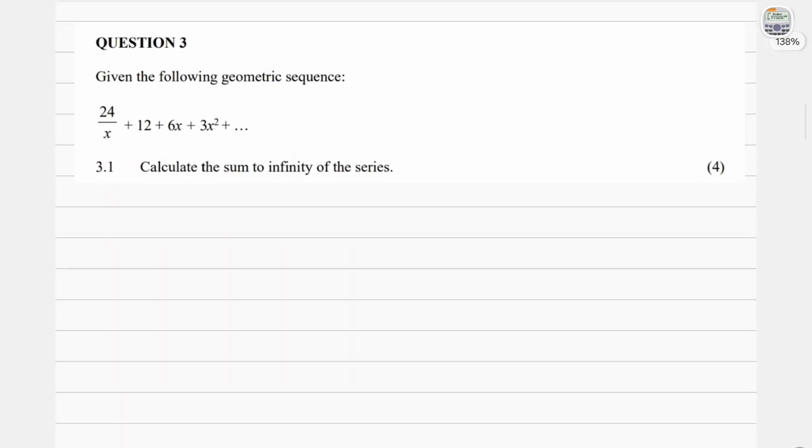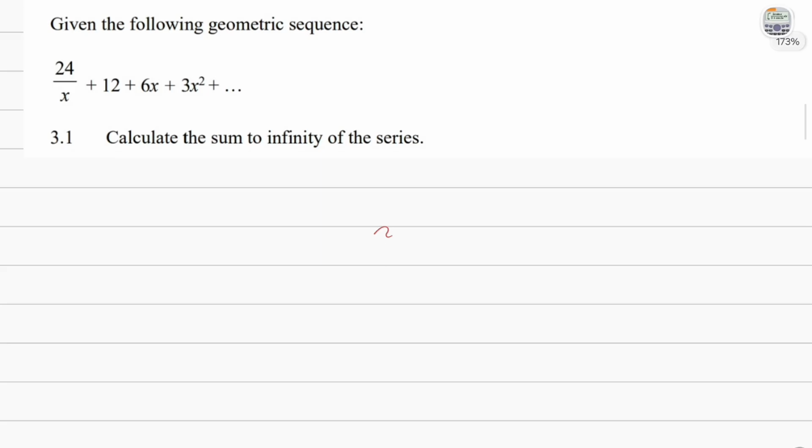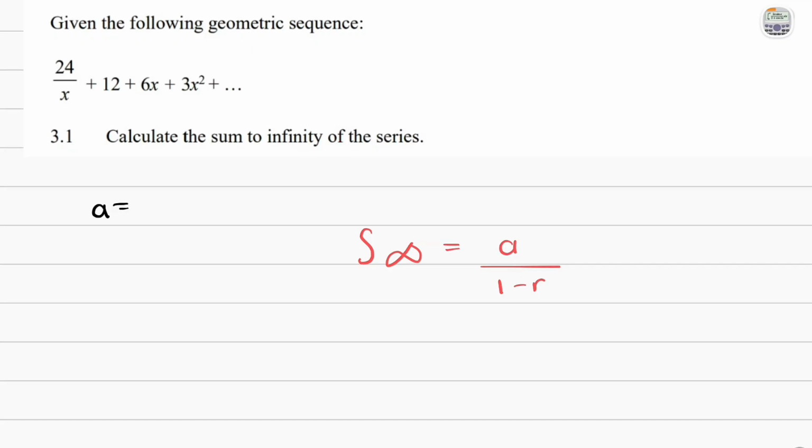Question 3 says, given the following geometric sequence, and we can see it's in terms of x, calculate the sum to infinity. So with the sum to infinity, remember that our formula is the sum to infinity is equal to a over 1 minus r. So we just need the value of a and r. So a is the first term in our geometric series, which is 24 over x. And r, we'll find r by saying term 2 divided by term 1 or term 3 divided by term 2, which honestly looks easier in this case. So I'll just say term 3, which is 6x, divided by term 2.